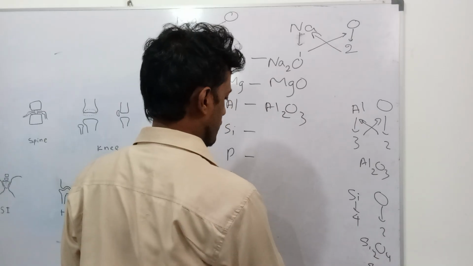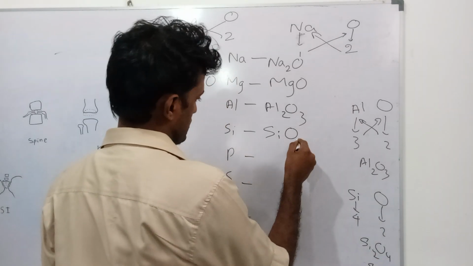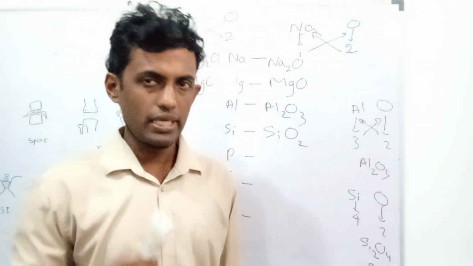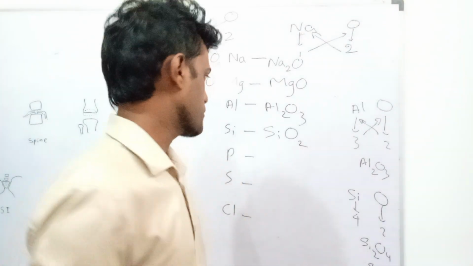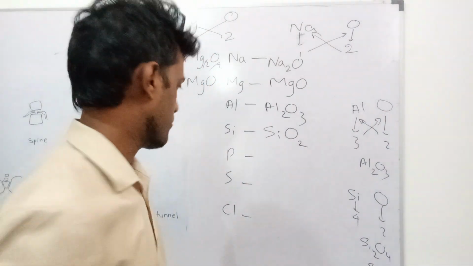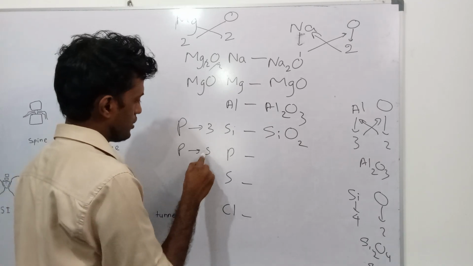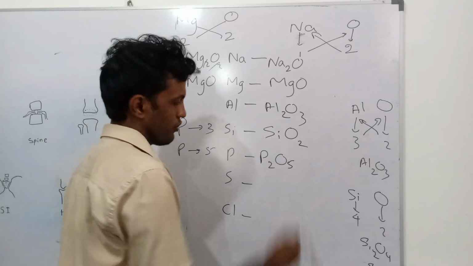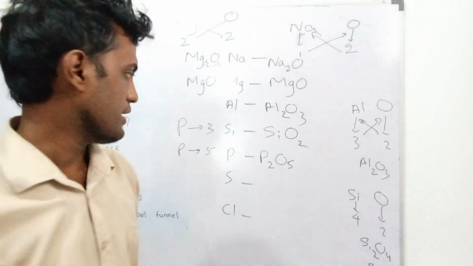Si2O4. Simplify this: SiO2. And phosphorus has some options. There is a compound P2O3, and there is P2O5. That means phosphorus valence can be 3 or 5. So there are 2, but your book says P2O5. Just take P2O5 because they recommend that.